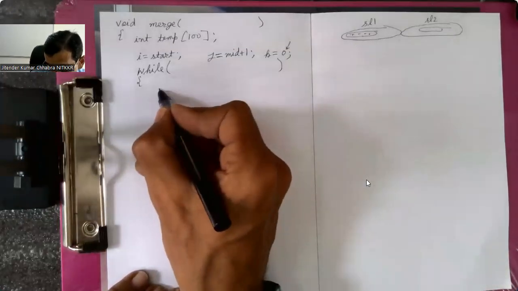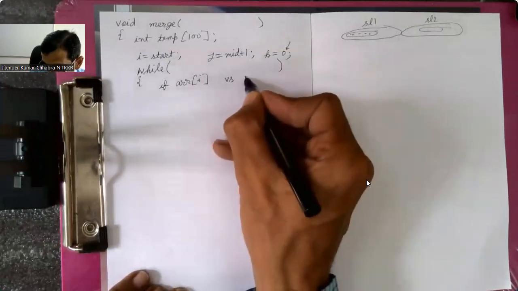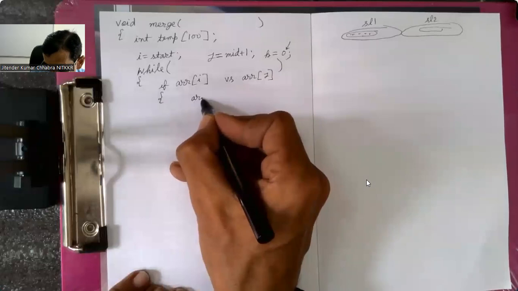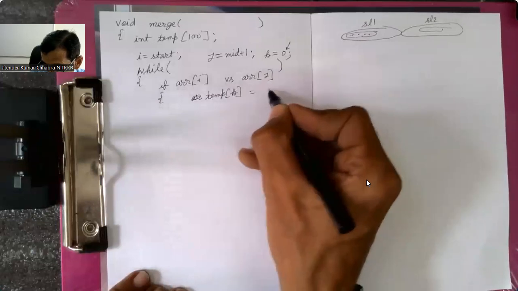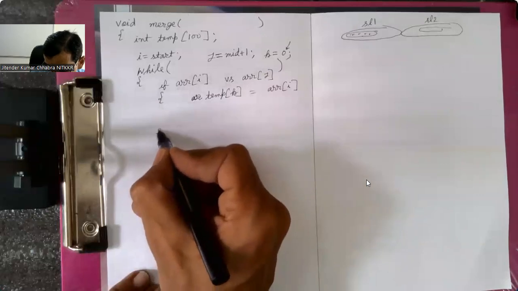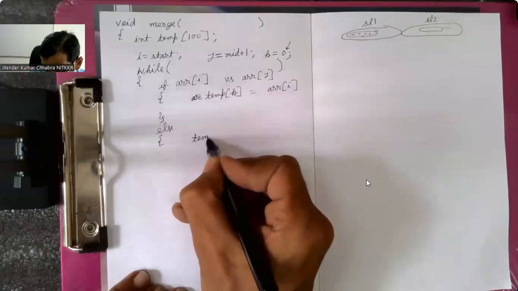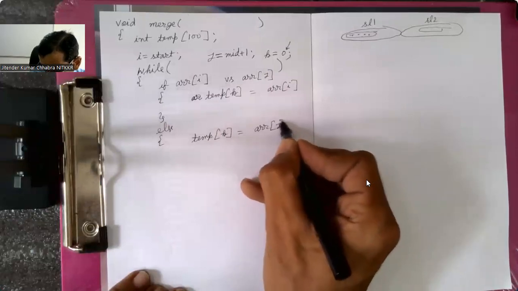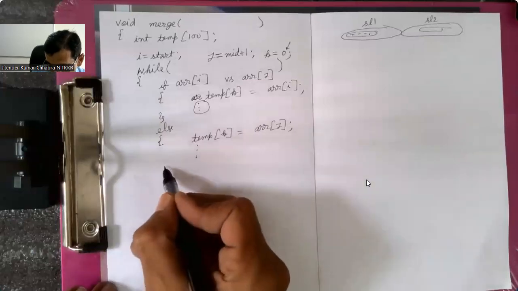So what to do? Effectively, I have to compare array I versus array J. In one case, my temporary array K will get the element from array I. In the other case, I will have temp K equal to ARR J. Whatever the rest, increment I, J, K, or anything you want to write, you can think of that.